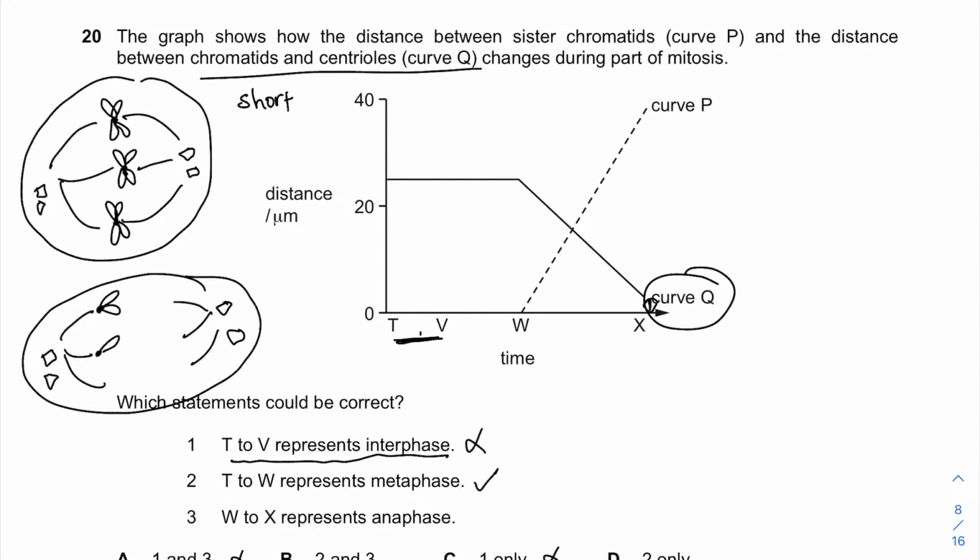So curve Q is the distance between chromatids and centrioles. It would be shorter than in metaphase. The distance between the chromatids, that is curve P, is increasing. That is correct. So the answer is B.